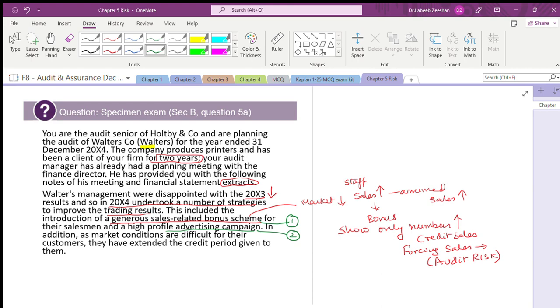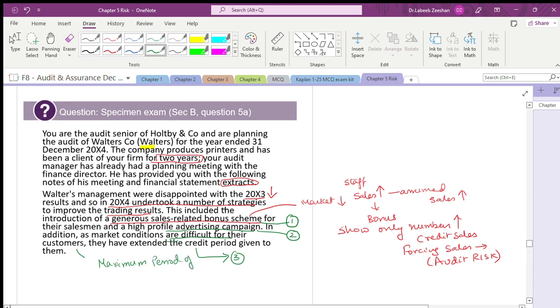Fine. In addition, the market conditions are difficult. Everything is not working well. It is difficult for the customer, so they have extended the credit period. See, what will happen? The rule says the maximum period of credit is 90 days. If you are extending, assume that you are extending to 120 days, what are the implications? That's very important, isn't it?